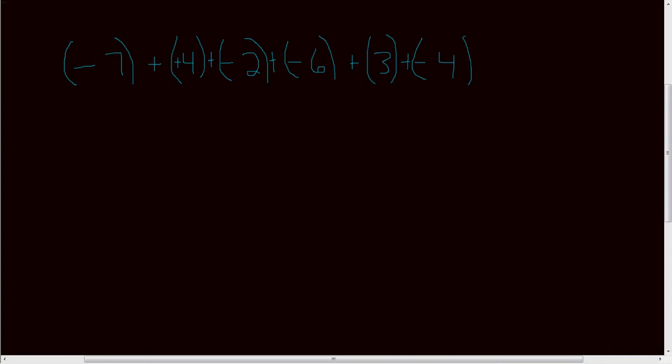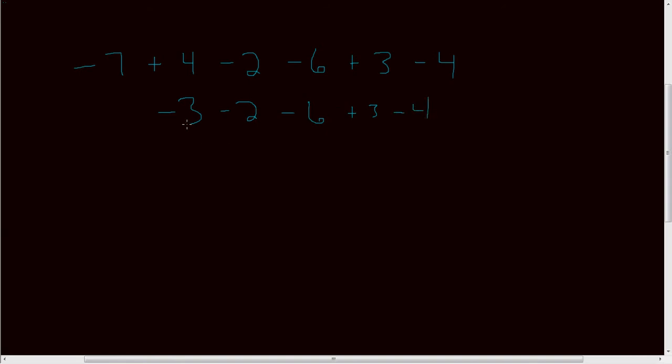And here's the advantage to putting those parentheses in. If we go back to the original problem and leave it as is, we'd have to work left to right because we have to follow order of operations. Order of operations says when you have addition and subtraction, you do it left to right. So we'd have negative 7 plus 4. That equals negative 3, and we still got the rest of this problem. So that took us a step. Negative 3 minus 2 is negative 5. That's another step. So we're up to 2 steps to solve this problem.